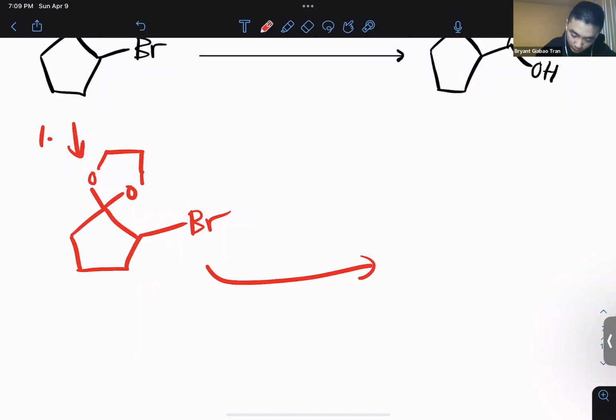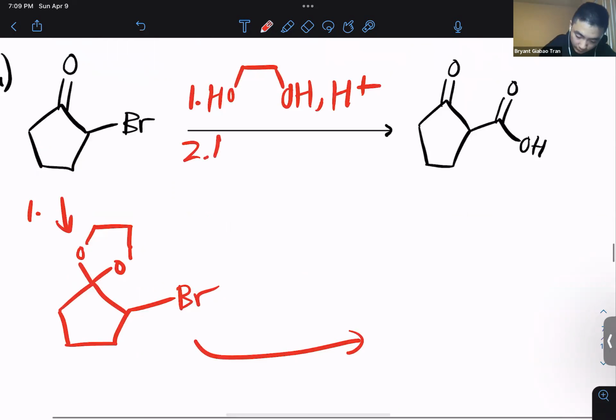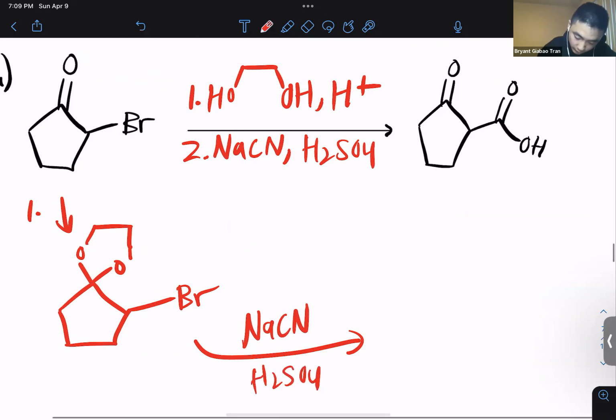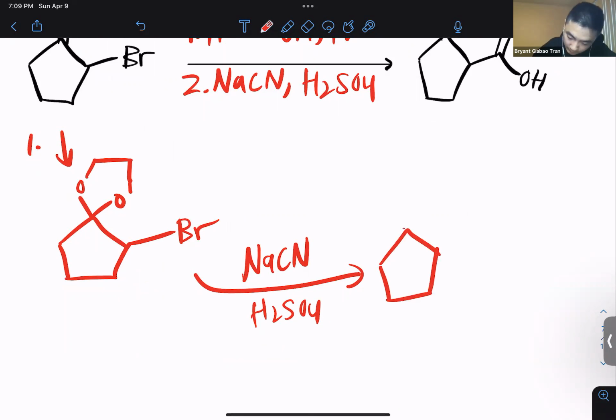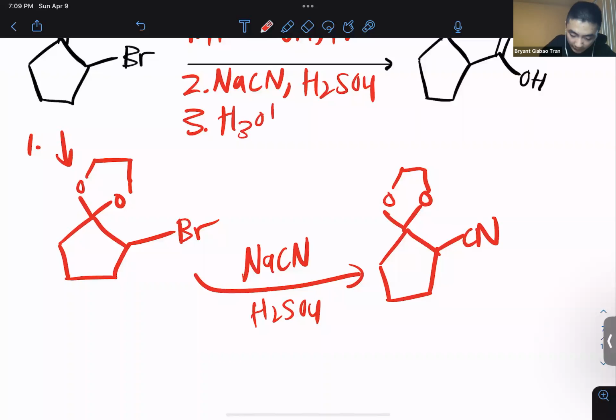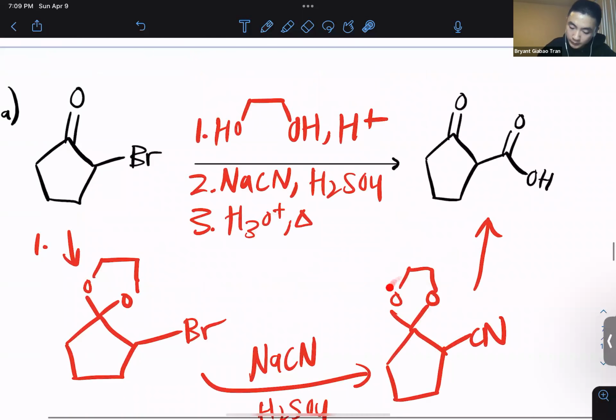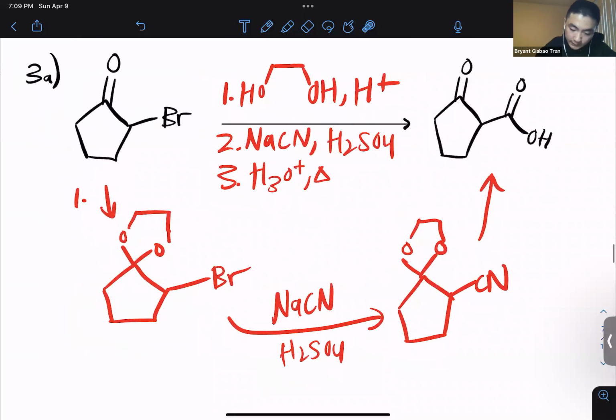So we're going to do the second step as NaCN and H2SO4, which will do SN2 and substitute that bromine with the nitrile. Okay, and then the very last step is to add acid and heat, which does two things. It will hydrolyze this nitrile into the carboxylic acid, and it will deprotect this acetal and convert it back to the ketone. Okay, so that's one of the synthesis routes.